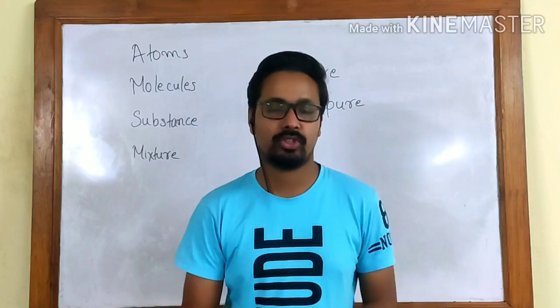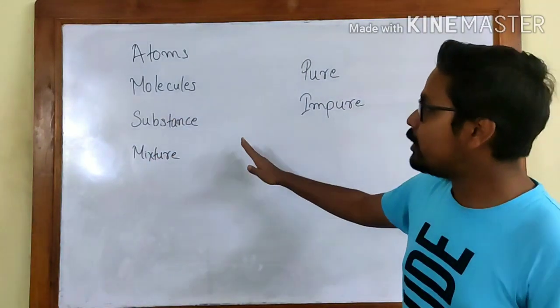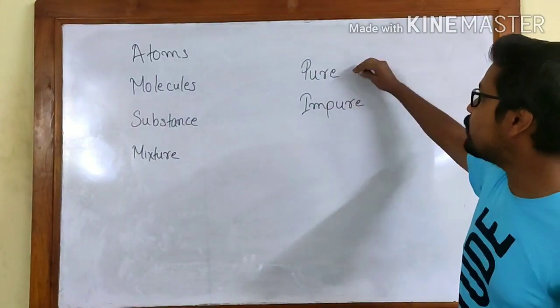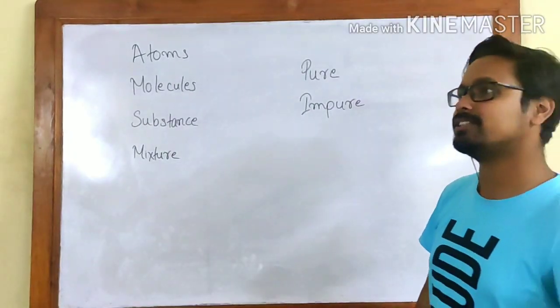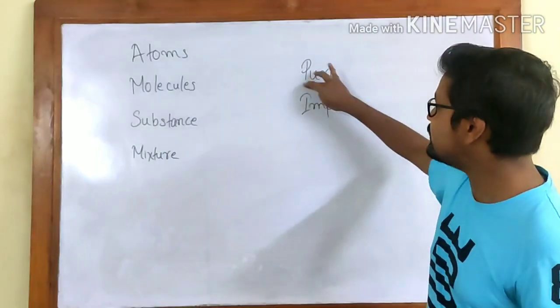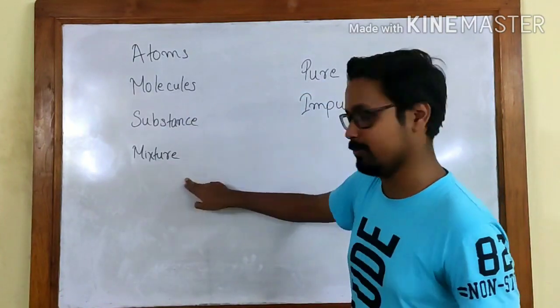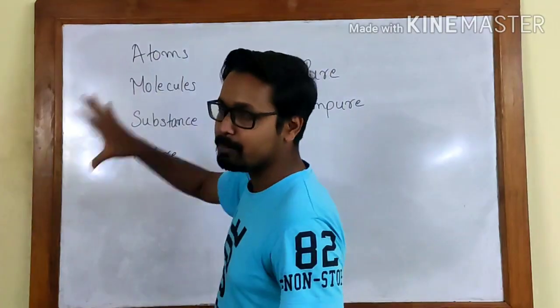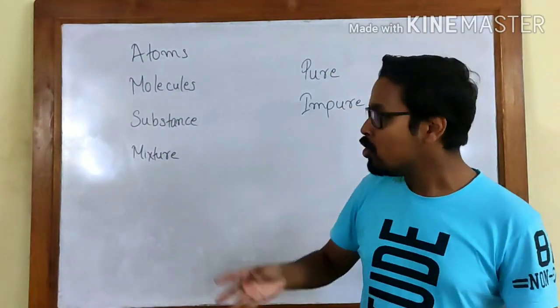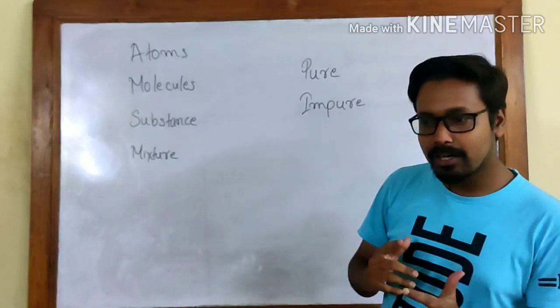So the terms that I was talking about are these. We need to understand what are atoms, molecules, substances, mixtures, and also what are pure and impure compounds. As the chapter's name itself says, is matter around us pure? And this purity depends on these four terms. So what do these four terms mean, and how do we correlate purity or impurity to these terms? Let's start one by one.